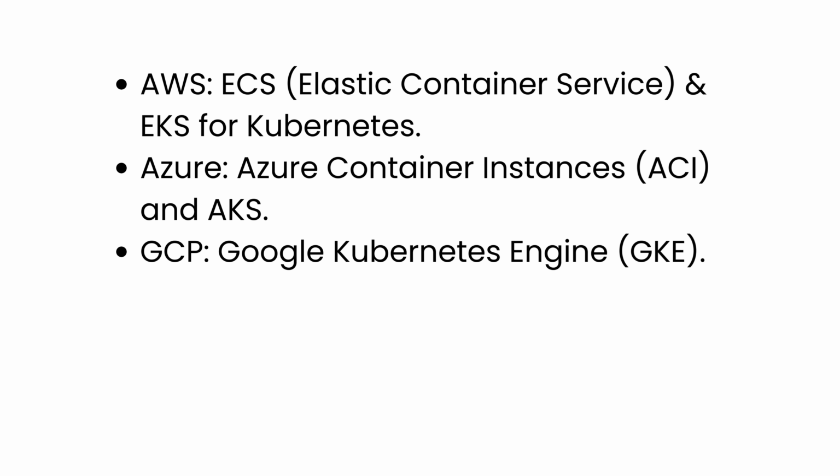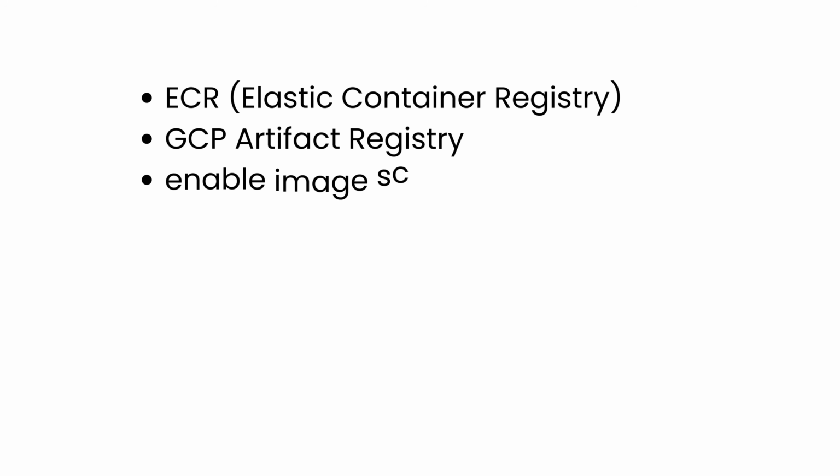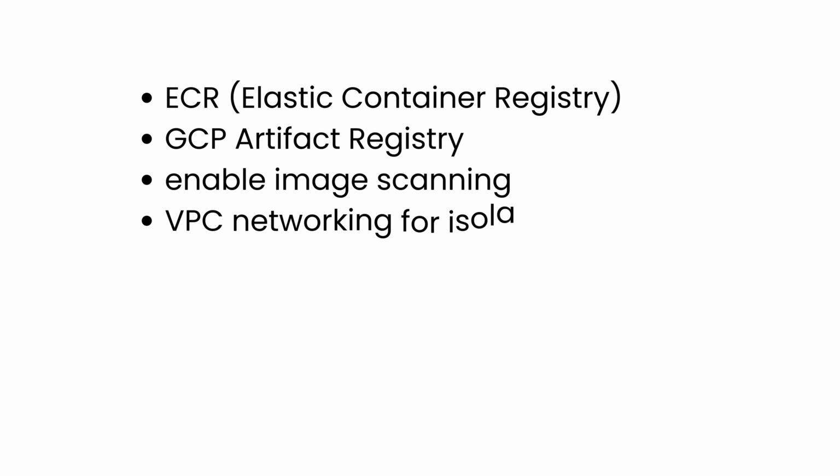Why use these instead of plain EC2 or VM-based deployments? Because they provide built-in autoscaling, integrated logging, and IAM-based security. Best practice: use ECR, Elastic Container Registry, or GCP Artifact Registry for image storage, enable image scanning, and always configure VPC networking for isolation. Key takeaway.